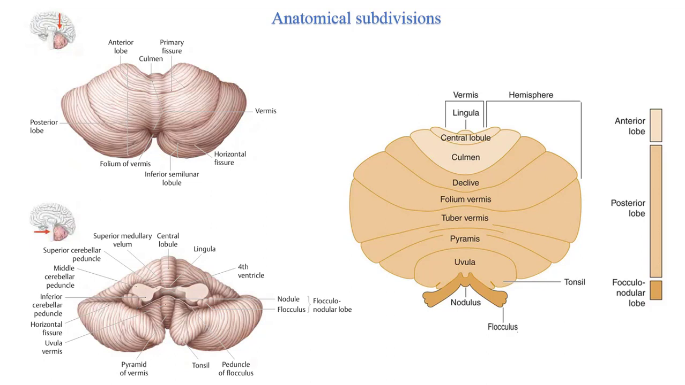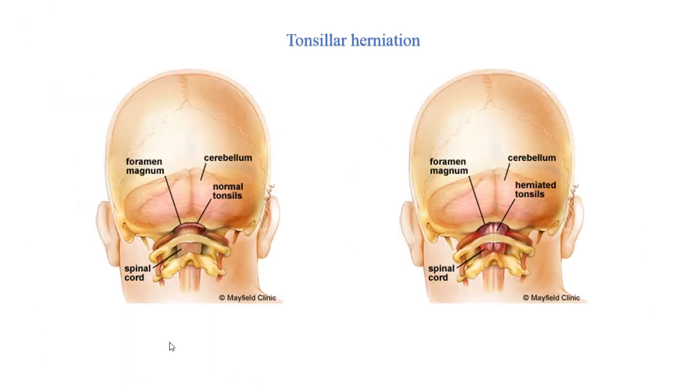Also in this view, you can see cerebellar tonsils. They are a characteristic feature of the inferior surface of the posterior lobe, and I'd like to add here an important clinical note associated with the cerebellar tonsils. As you can see in this slide, the tonsils lie close to foramen magnum and are forced down into the vertebral canal when there is a sudden increase in intracranial pressure.